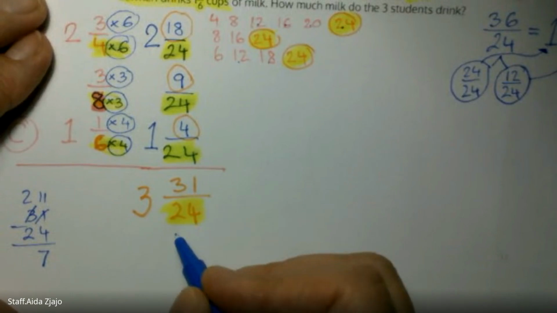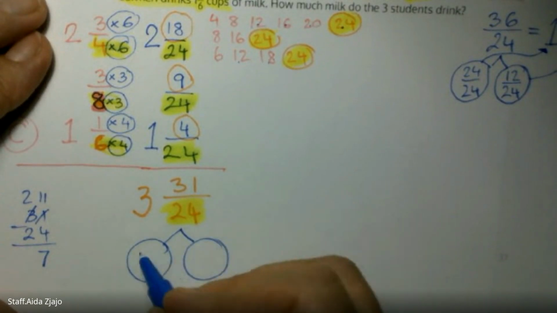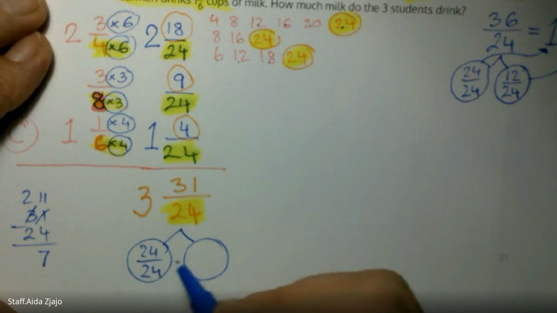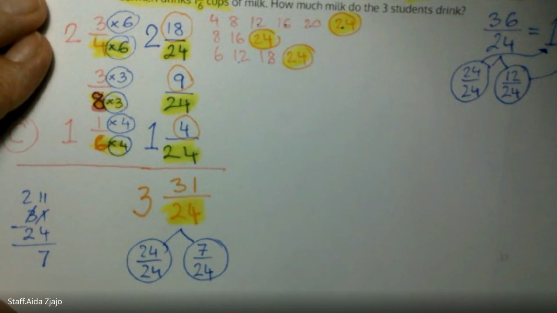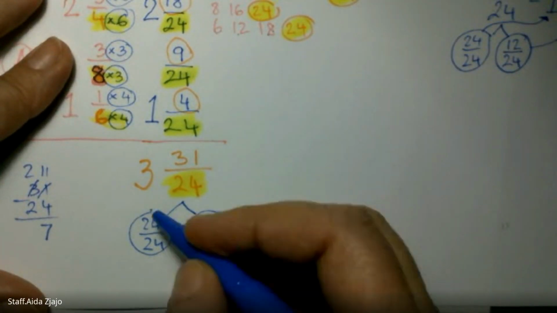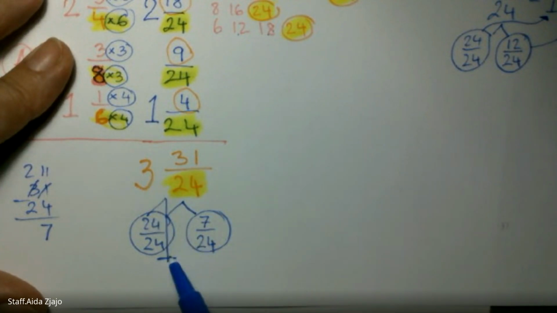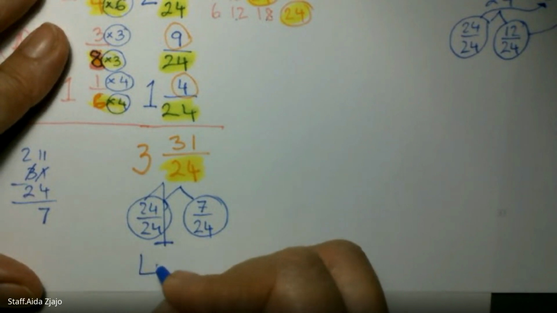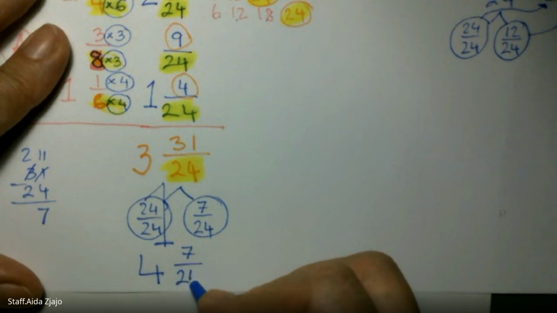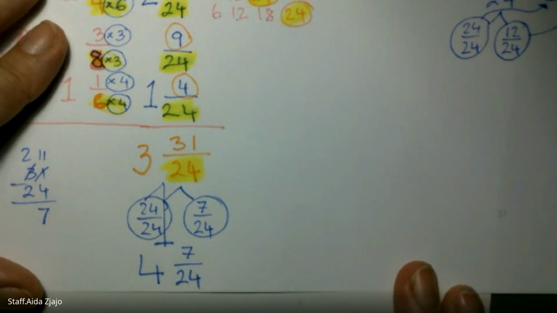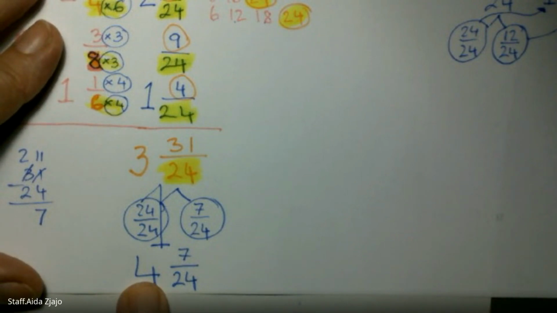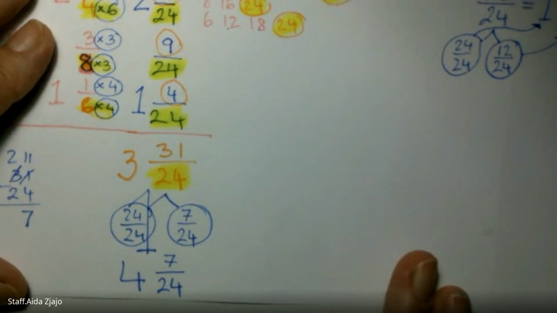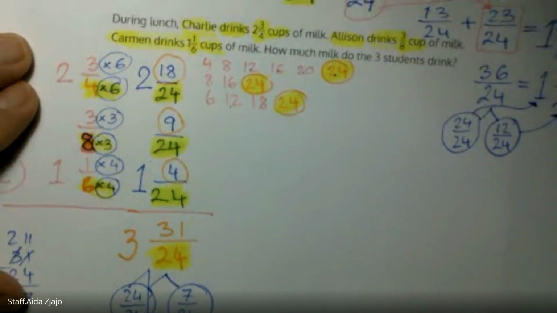So if I look this way to decompose, you have here 24 24ths, which makes 1 whole, and then 7 24ths. So the final answer for this one would be, this is a whole. So 3 wholes plus 1 whole is 4 wholes and 7 24ths. That's how much milk the kids drink in total. 4 whole cups and 7 24ths of the next cup. Okay, so that would be vertical.